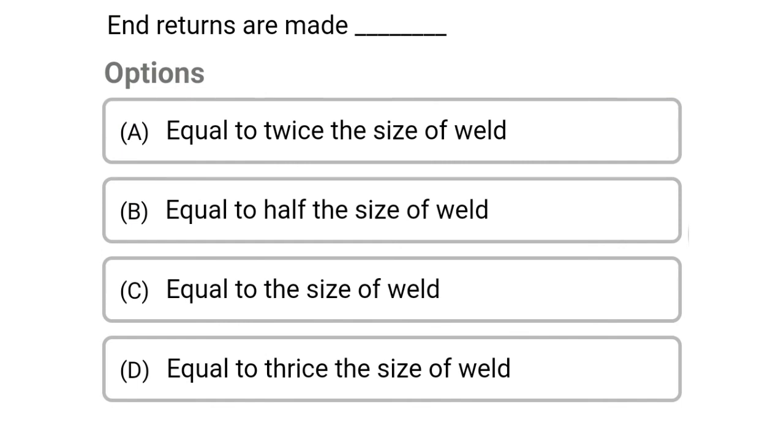So next question, end returns are made, option A equal to twice the size of the weld, option B equal to half the size of the weld, option C equal to the size of the weld, option D equal to thrice the size of the weld. So the correct answer is option A equal to twice the size of the weld.